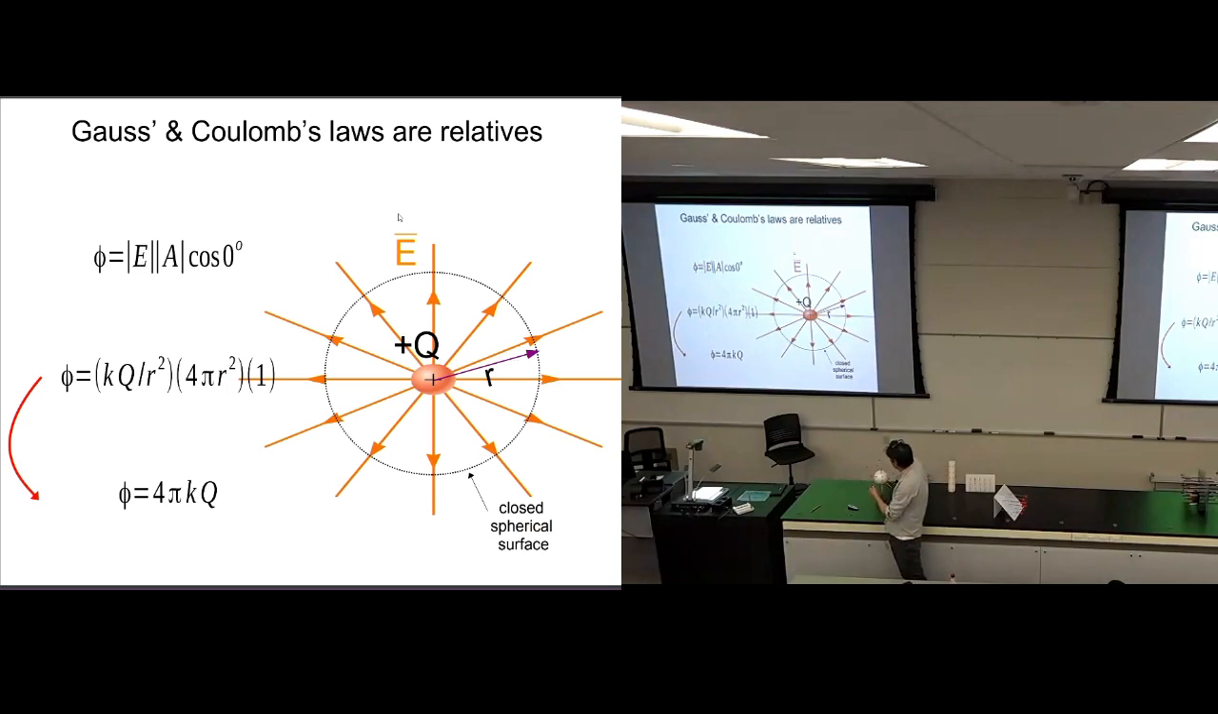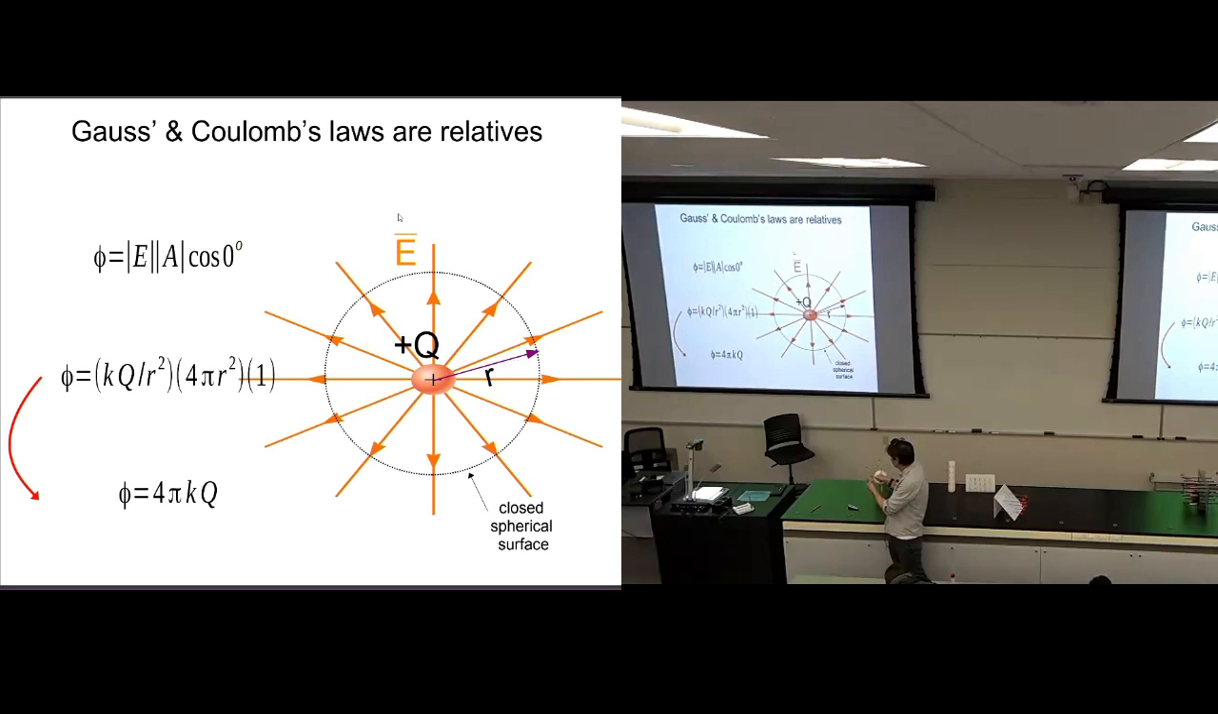Well, let's start with calculating the flux through this closed surface here. So another illustration of calculating flux. Remember, it's E times A times cosine theta. E is the strength of the field, A is the area of the surface, and theta is the angle between the field and the surface. So we just need to fill in those three things for this flux calculation.